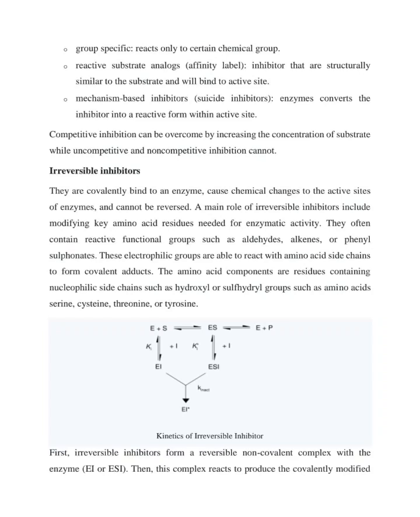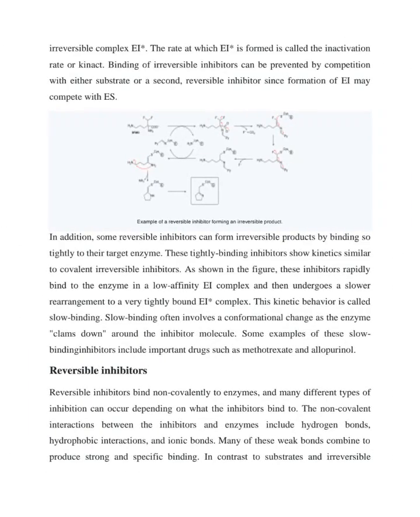This figure shows the kinetics of an irreversible inhibitor. First, the irreversible inhibitor forms a reversible non-covalent complex with the enzyme. EI means enzyme-inhibitor complex. Then this complex reacts to produce the covalently modified irreversible complex. The rate at which the irreversible complex is formed is called the inactivation rate, or k-inact.